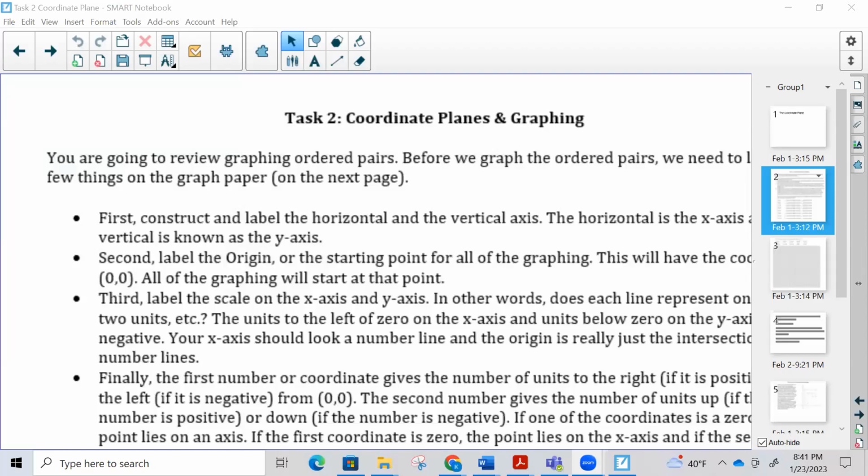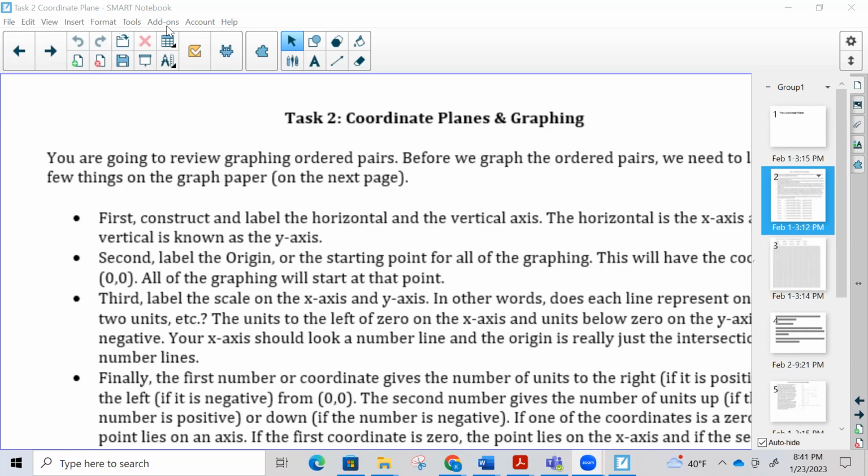So in this video, we are going to look at task 2, coordinate planes and graphing. And this is just reviewing how to graph coordinate points on a coordinate plane. This should be review, but if you are struggling with it, please reach out because this is going to be kind of a quick review.